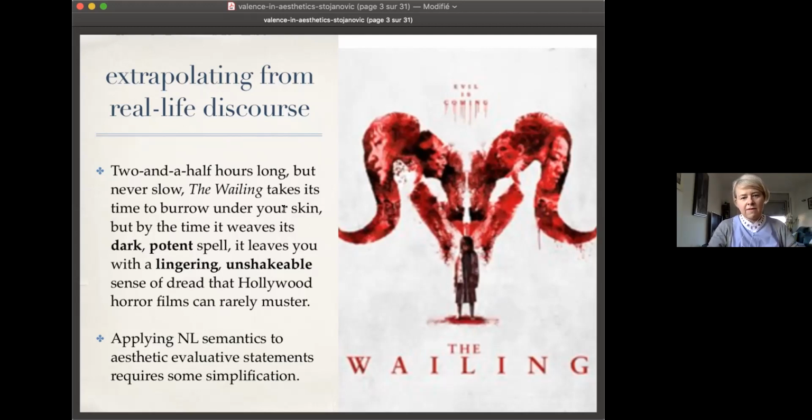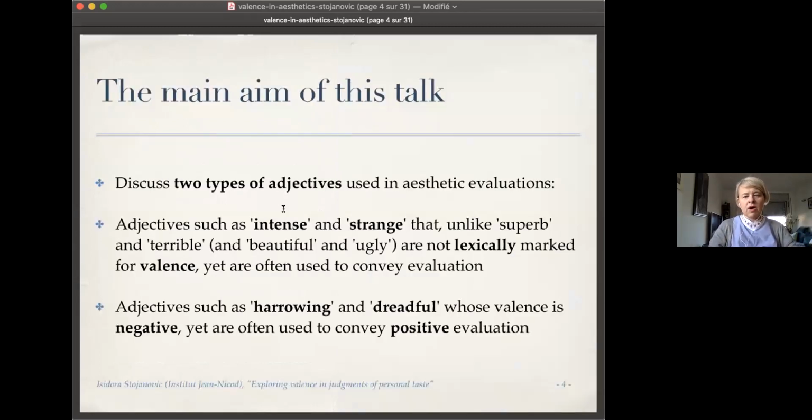So here is the main aim of this talk, and it has changed slightly with respect to the abstract that I announced, because I will still be talking about negative adjectives that are used positively, such as harrowing and dreadful. But I also want to discuss, and that's going to be the first part of the talk, another set of adjectives, which are very often used in aesthetic evaluations.